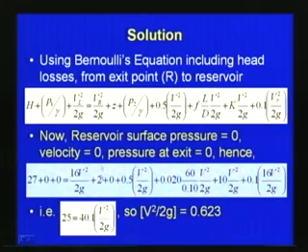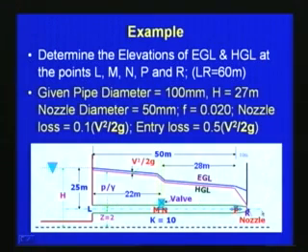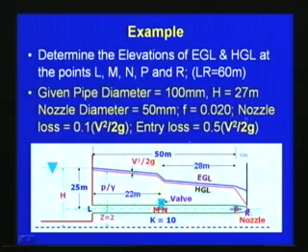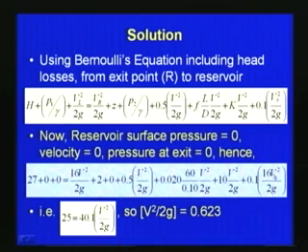So 16 V square by 2g, and then Z is 2 meter, and at the exit we also assume the pressure as atmospheric, so P2 by gamma is 0, and then 0.5 V square by 2g. F is given as 0.02, so fL V square by 2g, with d as 0.1, the pipe diameter, plus K V square by 2g, where K is given as 10, plus the nozzle loss of 0.1 V square by 2g. Now with respect to the nozzle diameter it is 16 V square by 2g, so 0.1 into 16 V square by 2g.